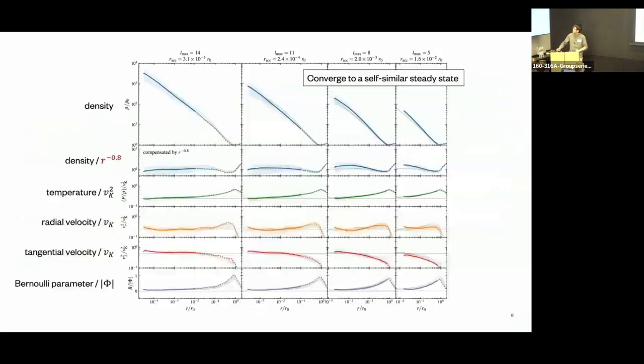And here is a more quantitative view of the simulations. Each column here is a different simulation. I'm showing the spherically averaged radial profiles. And as you can see, from right to left we have increasing scale separation, and we do see the trend of converging towards a self-similar steady state. What's interesting, though, is that this steady state doesn't seem to have a slope of exactly -1. In fact, it looks more like R to the minus 0.8.